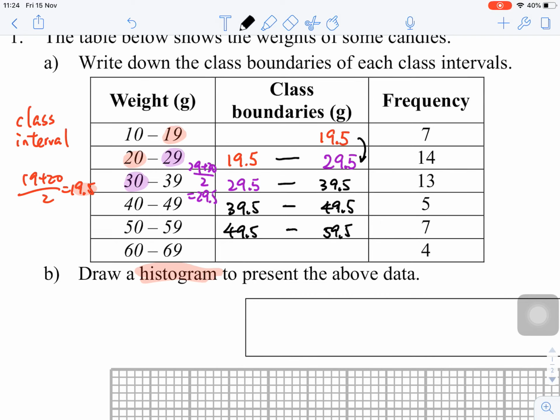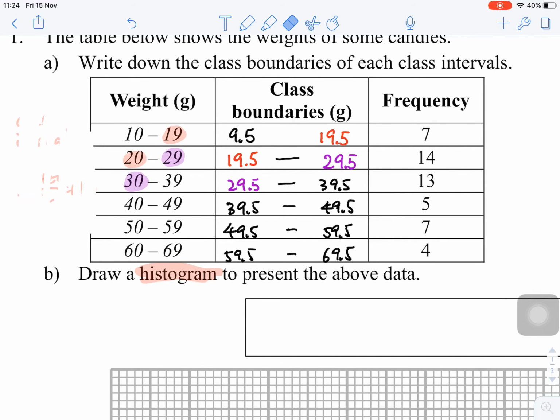Oh, very easy, right? The last one, the one above, is 9.5. This way, we can finish the class boundaries based on the class intervals very quickly. Okay? Erase it first. Now, how about part B?